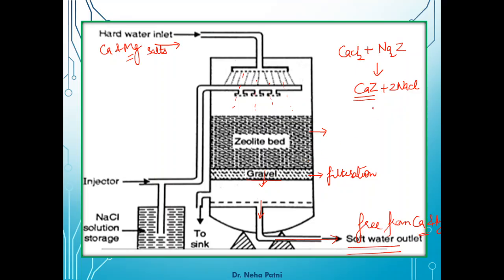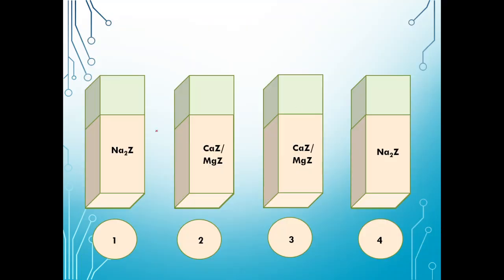Now what happens after a certain time? Let me show you in my way. Let's say this is the first step, right? If I add hard water from top, and this is my zeolite, I'll get my soft water from bottom. That's what we have seen up till now. But don't you think after some time your zeolite Na2Z will be converted to calcium Z and magnesium Z, and it may exhaust. So it becomes exhausted or saturated zeolite.